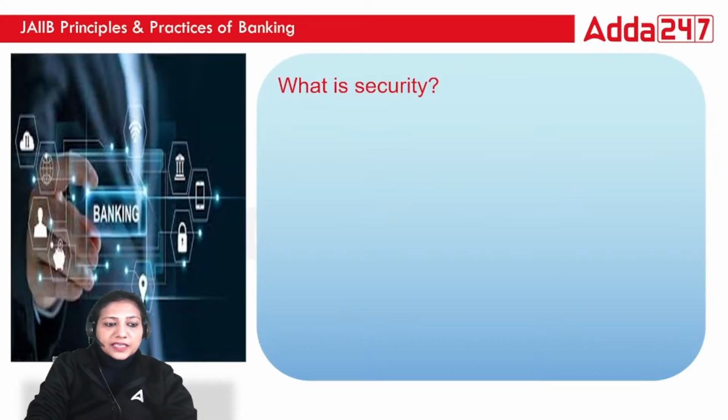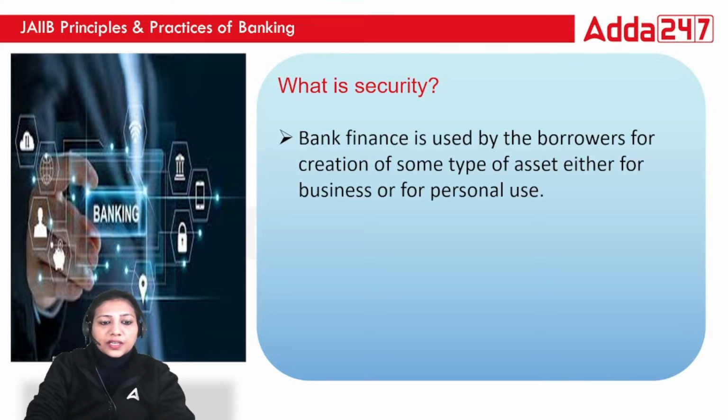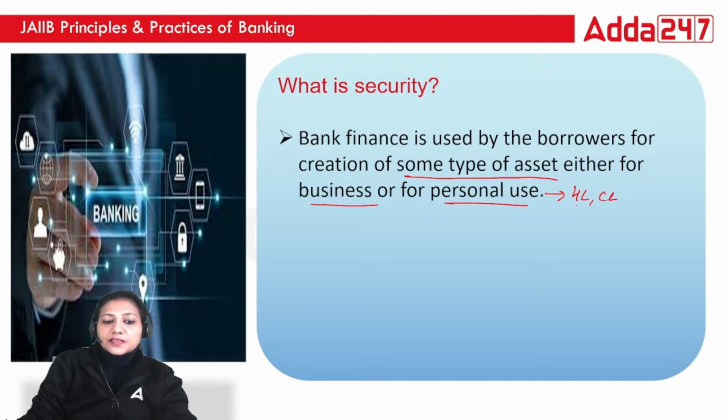So what is a security? How would you define it? Bank finance is used by the borrower for creation of some type of asset. We are giving a loan, and some kind of asset is being created, either for business or for personal use. If it is a retail loan like a home loan or car loan, then a securities asset is being created. Like in a home loan, the home is being created. In a car loan, the vehicle is the asset which we will be using for personal use.